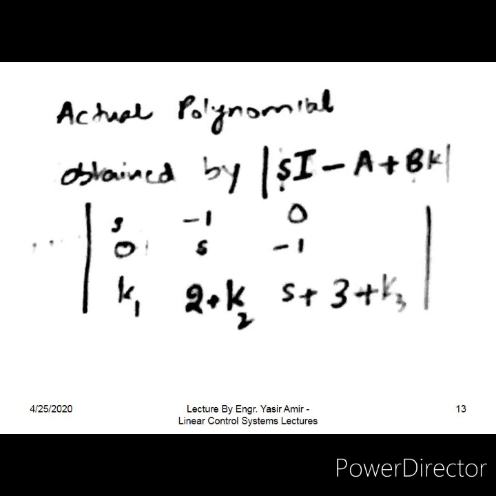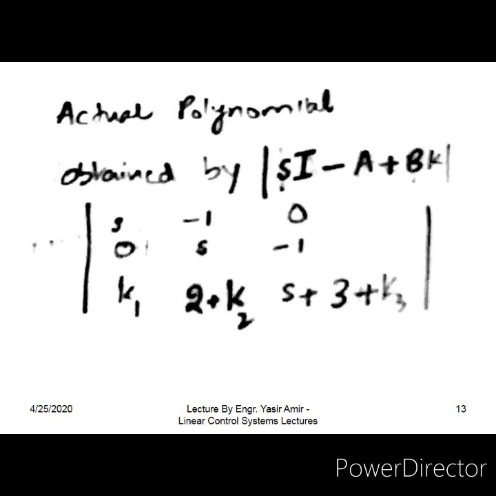So the method of finding the polynomial is to take the determinant of sI minus A. Over here A is A minus BK, because A is the system matrix of the new system. Therefore, instead of writing A over here, we write A minus BK, the system matrix or the A matrix of the new system. That is the error system, the error dynamics. So we put it over here.